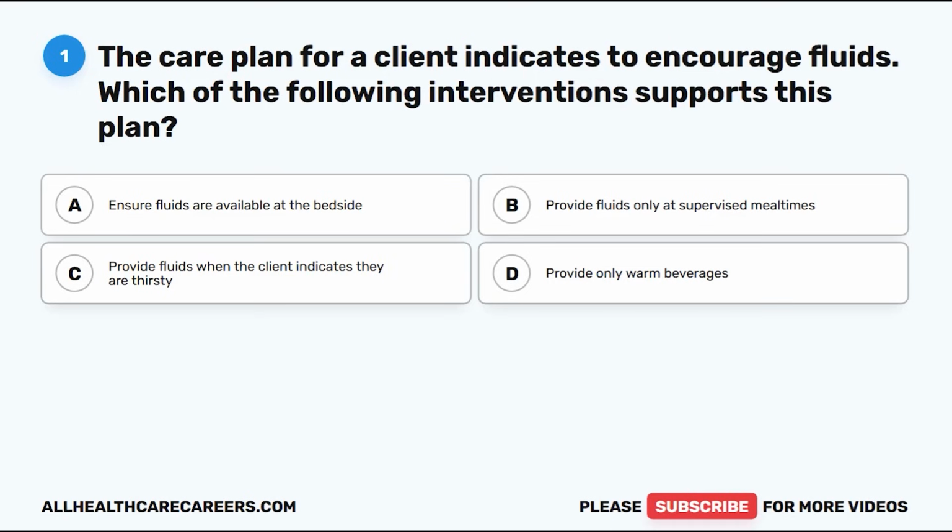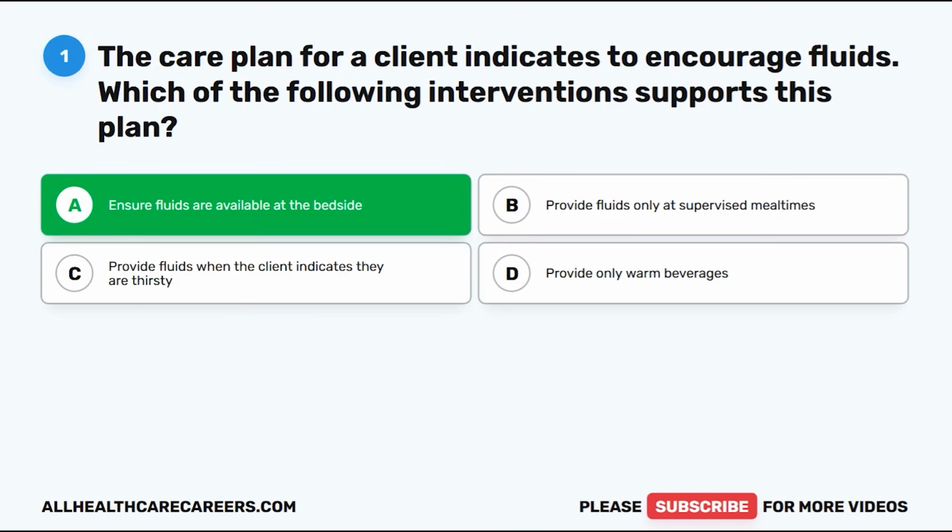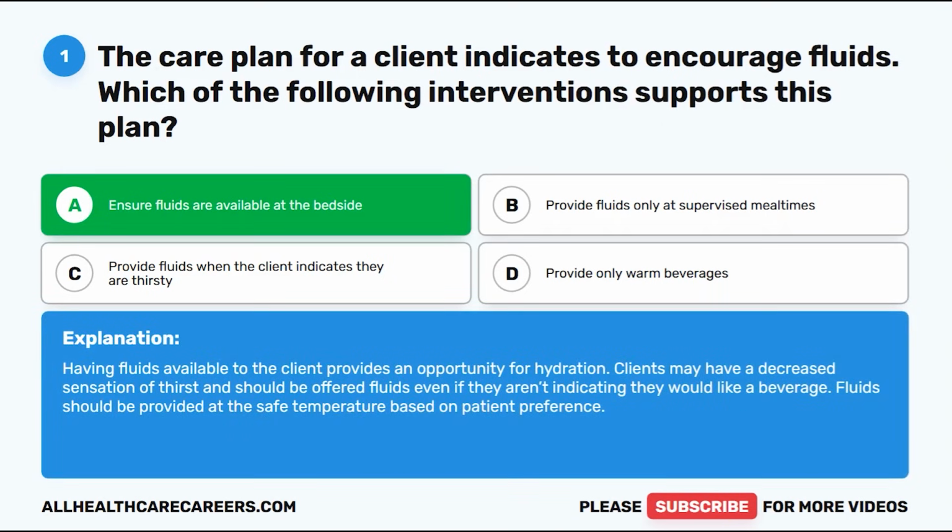The correct answer is A. Ensure fluids are available at the bedside. Having fluids available to the client provides an opportunity for hydration. Clients may have a decreased sensation of thirst and should be offered fluids even if they aren't indicating they would like a beverage. Fluids should be provided at a safe temperature based on patient preference.